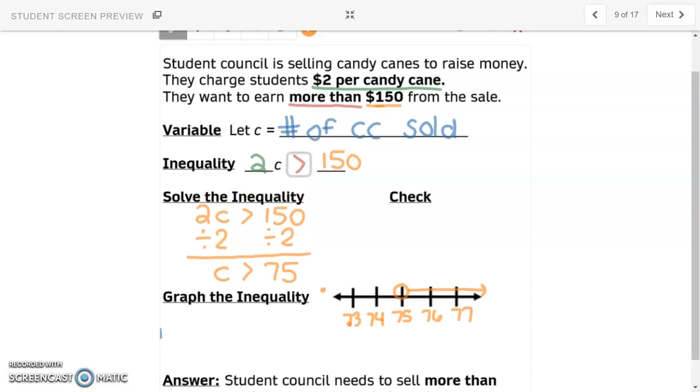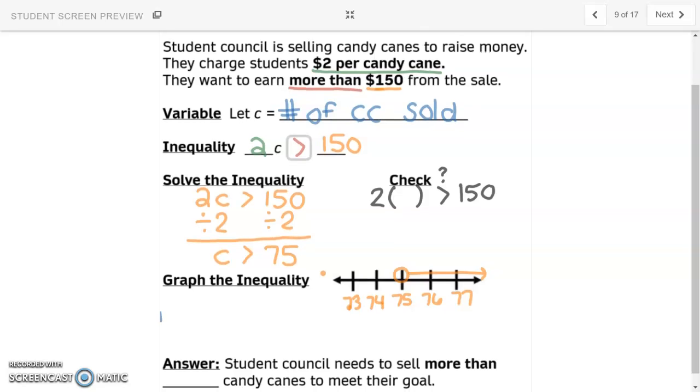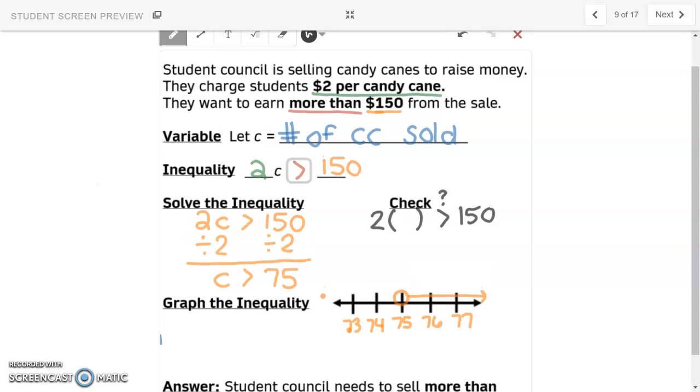A quick way to check, just so that we can see how to do this. So again, our inequality is 2c, which I'm just going to leave blank, should be greater than 150. And again, we said that the solutions to this, it's not just one answer, it's all of the numbers that are greater than 75. So just pick one. I'm going to go with 76. And just like we tested our solutions with equations, we're just going to test it with an inequality.